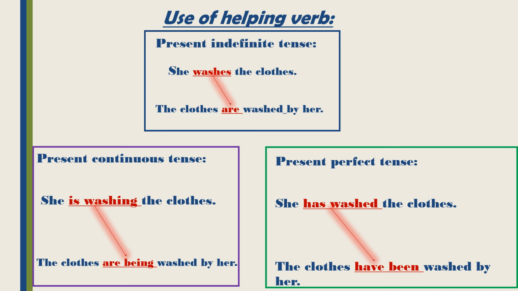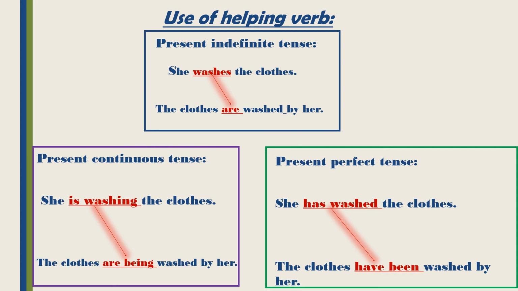First of all, when there is first form and s/es in the sentence, for example, in the box of present indefinite tense, there is written, she washes the cloth. Washes is the verb here. The action which is done is washes. So washes is the verb here and there is first form and s/es. Then it shows that it is present indefinite tense. Now we have to write the helping verb of present indefinite tense, that is is, am, are. Now the clothes are. Why are we using are here? Because the clothes are more than one. Clothes are plural, so we have to use are here. The clothes are washed by her.